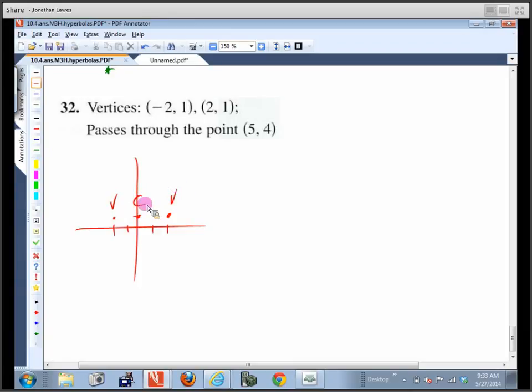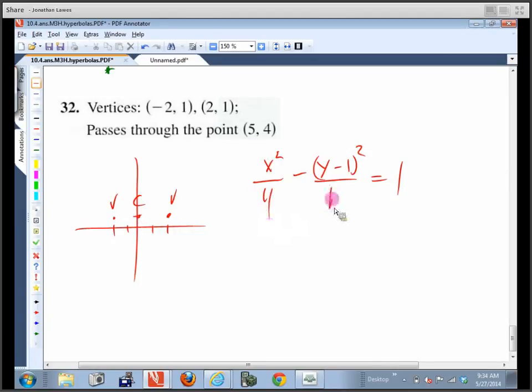Center's got to be at 0, 1, right? And which variable's got to be positive? X. So it's got to be x squared over something and then y minus 1 squared over something equals 1. And then how do I use this right here? Do you have anything else I had to write down? A 4 underneath the x.